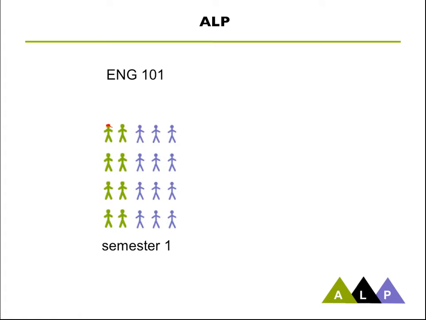Well, the ALP model works against that stigmatization, that demoralization, by not only putting students in a section of English 101, but putting them in a regular section of English 101, in which there are some students who are actually 101 level students.